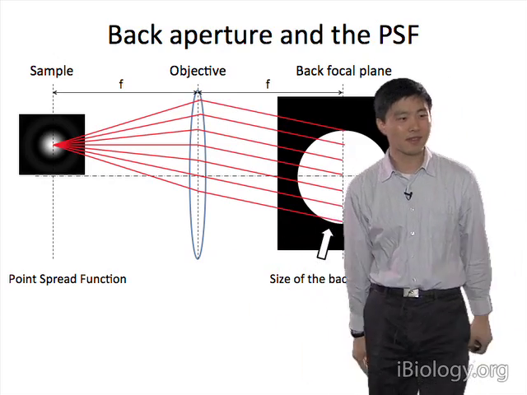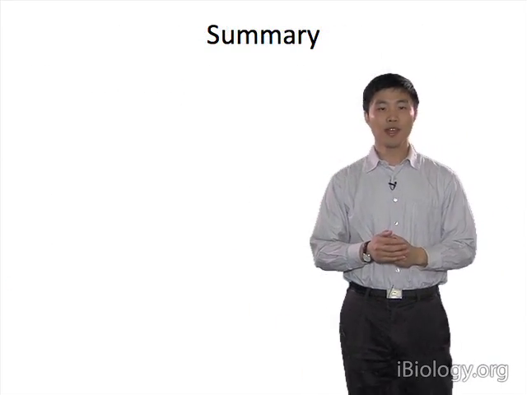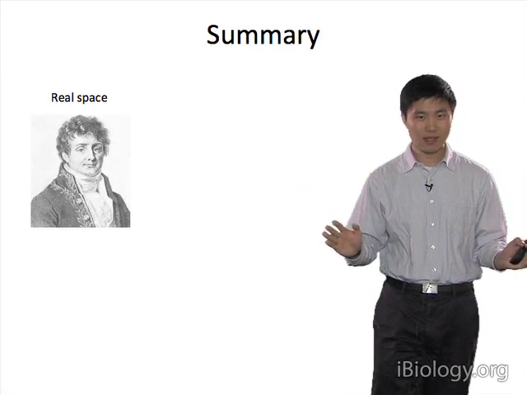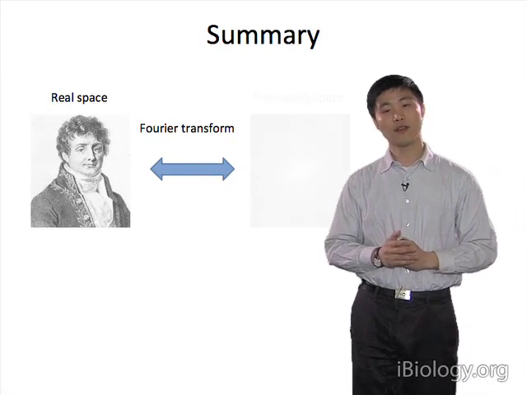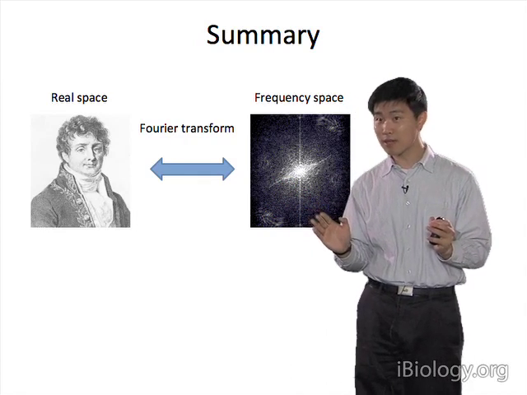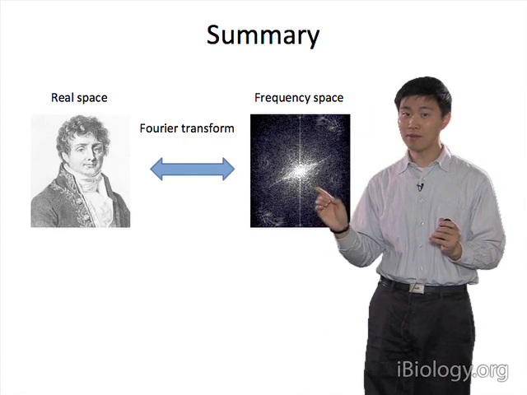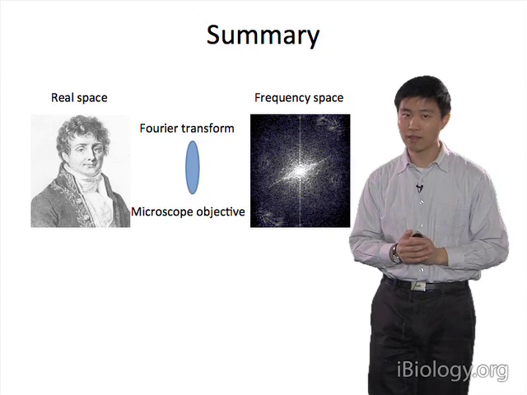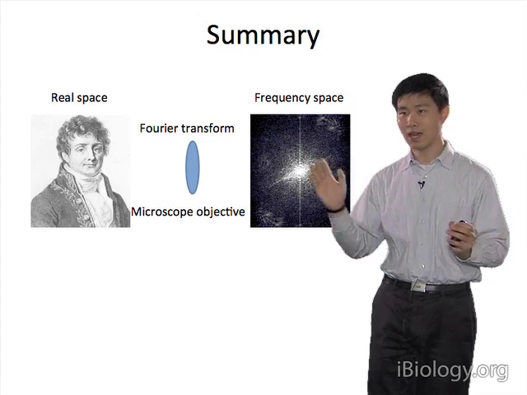So that's the lecture. We talked about real space, and that's connected to the frequency space through the Fourier transform. And in microscopy, this Fourier transform is done by the objective itself, connecting the sample plane and the back focal plane.